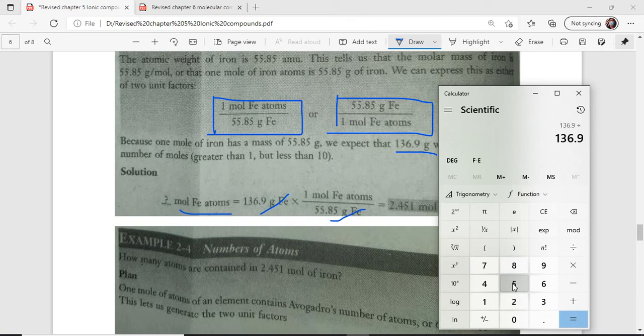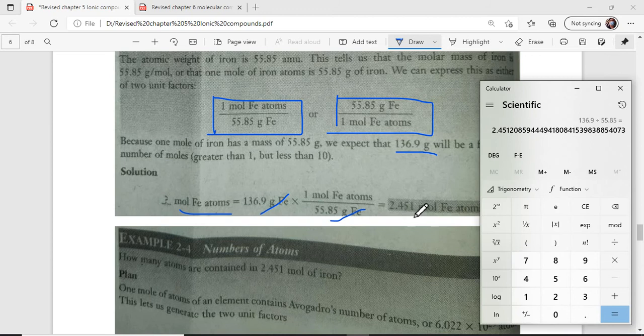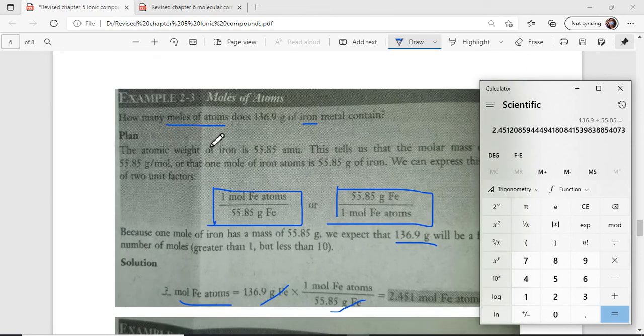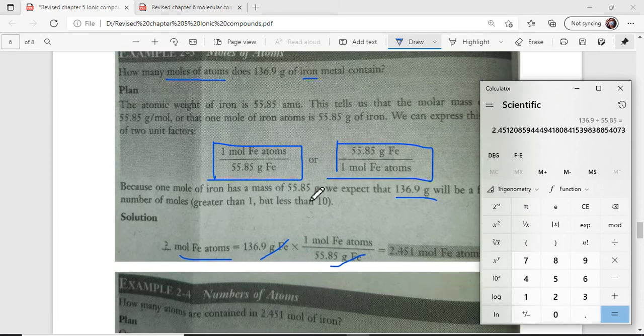Divided by 55.85. So the final answer is 2.45, or 2.451 mole of Fe atom. That is already the answer. The unit mole is the abbreviation for your moles of Fe atoms.